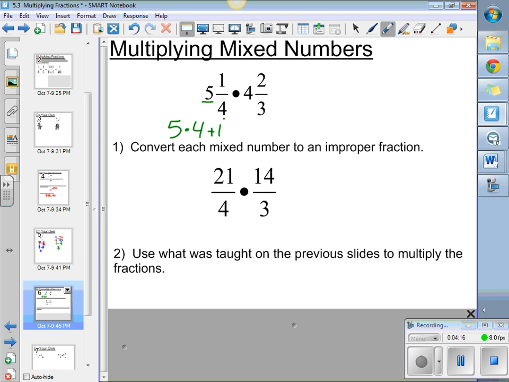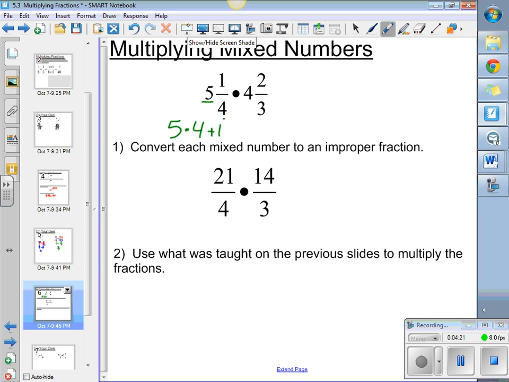Use what was taught on the previous slides to multiply the fractions. I'm just going to do it right here. 4 and 14 both have a factor of 2, so I get 2 and 7. 21 and 3 both have a factor of 3. So I have 7 and 1. So I'm going to rewrite them: 7/2 times 7/1.